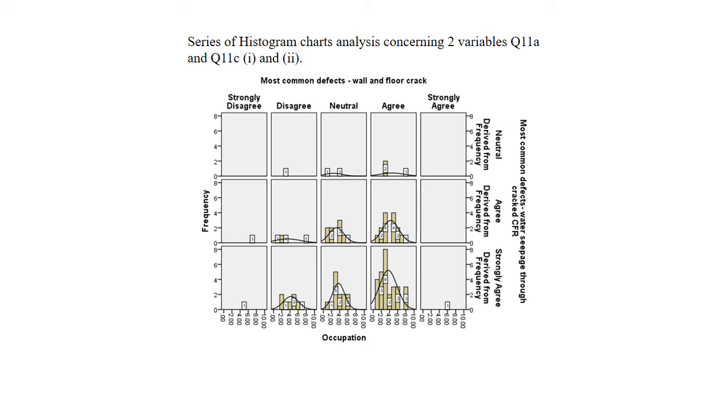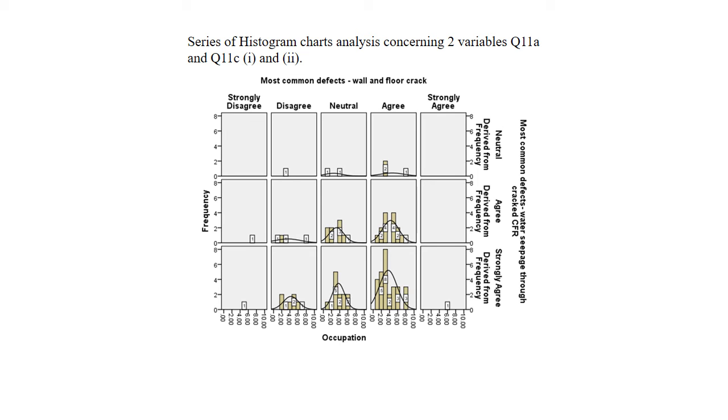The next part is on this series of histogram charts analysis concerning two variables, question A and question C. These are the most common defects of the wall and the floor cracks, at the top here, and to your right is the most common defect for the seepage of the crack of the CFR, the concrete flat roof.